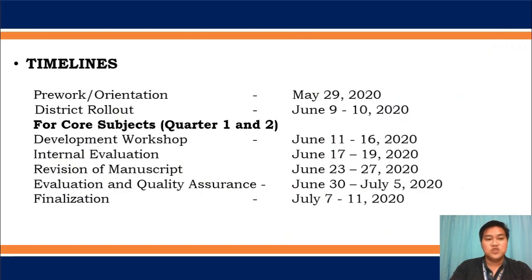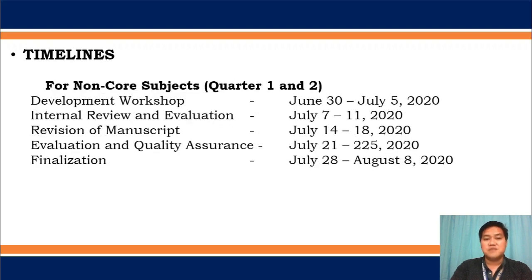Here are the timelines we need to observe in the development of the self-instructional module. June 9 and 10 is the schedule for the district rollout. We will start with the development of learning resource materials for the core subjects for quarters 1 and 2. The development workshop shall start on June 11 until June 16. The internal review shall follow from June 17 to June 19. The revision of manuscript shall be on June 23 to June 27. The evaluation and quality assurance process shall be on June 30 to July 5, while the finalization of the core subject self-instructional materials for the first and second quarters shall be on July 7 to 11.